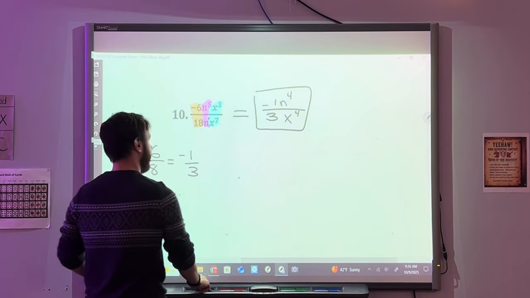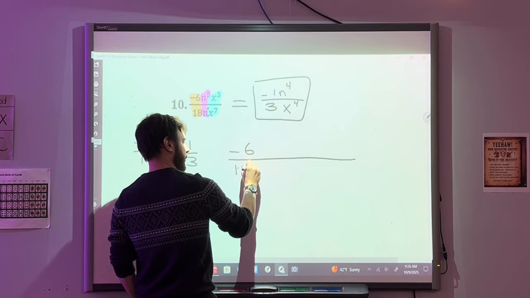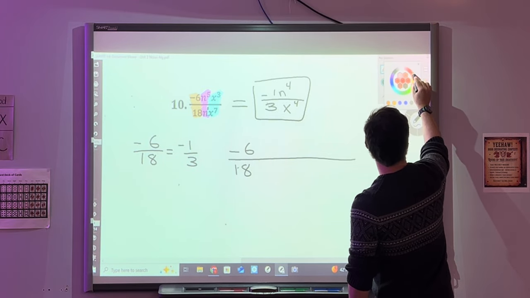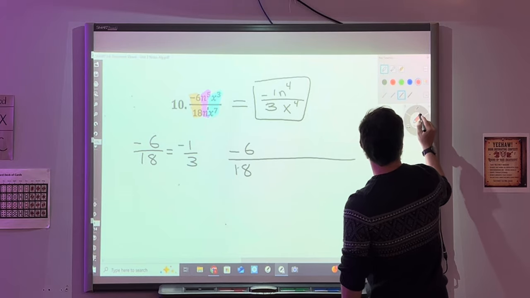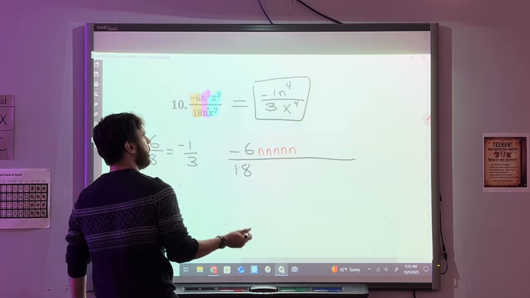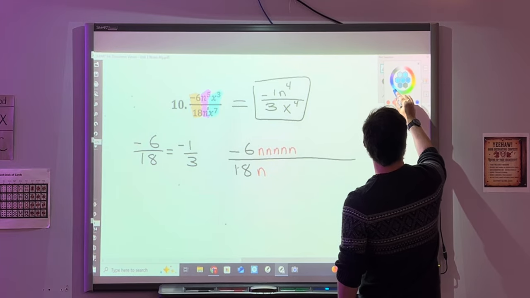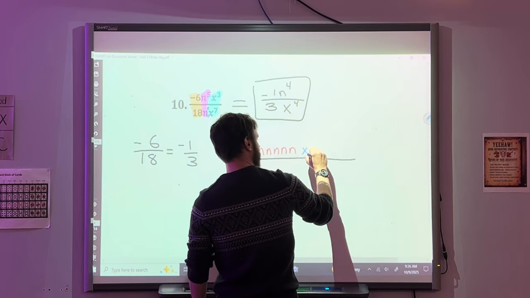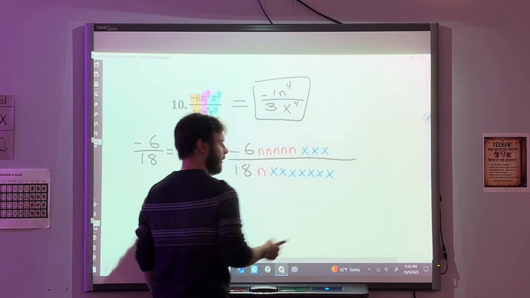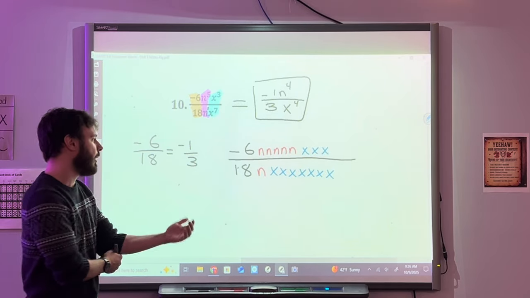If you wanted to explode this thing out, you would make it look like this. negative 6 over 18. Okay. And you would have 5 n's. 1, 2, 3, 4, 5 on the top, 1 on the bottom, and then you would have your x's. You'd have 3 on top and 7. Okay. Again, you don't need to do this, but this is the visual of what's happening, why this shortcut works, which has more, top or bottom.